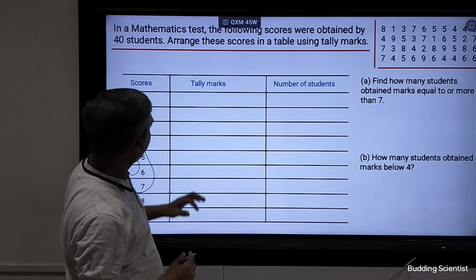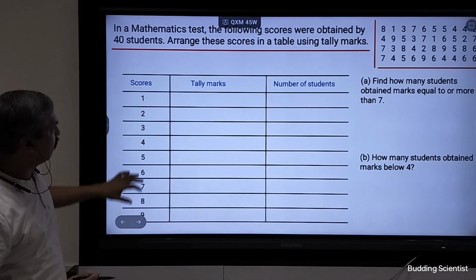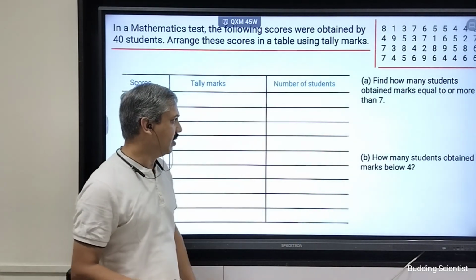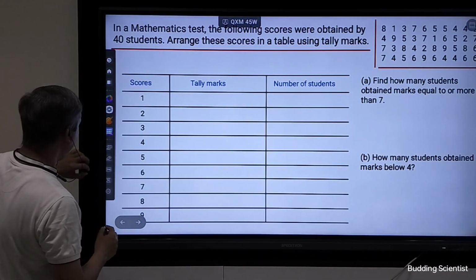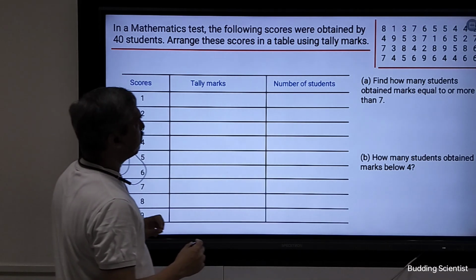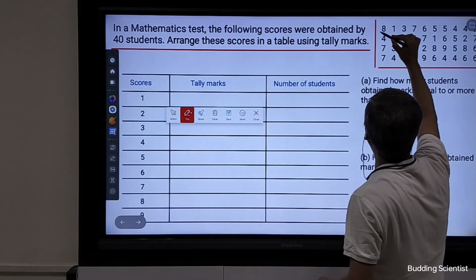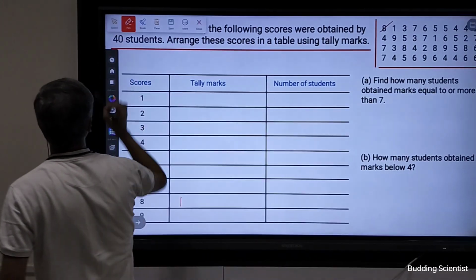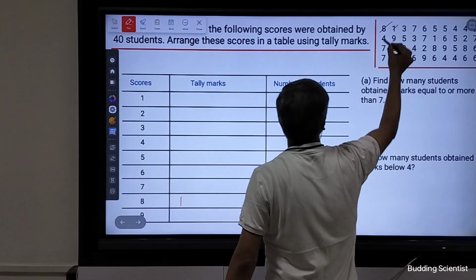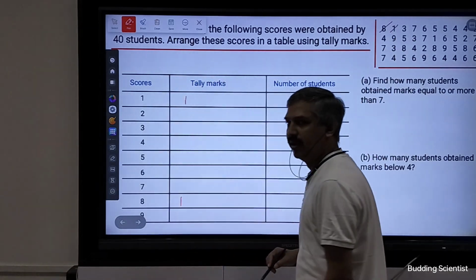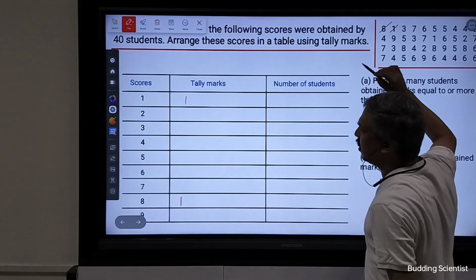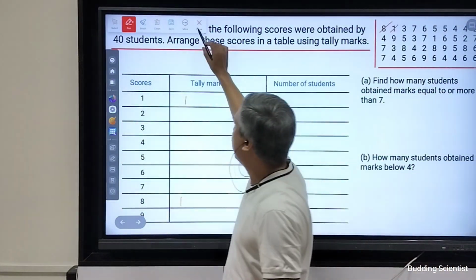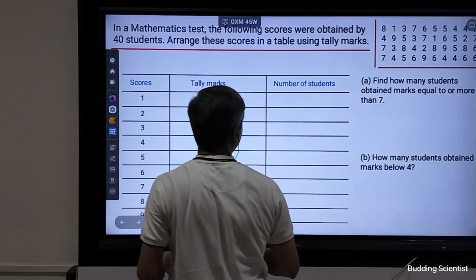So what kind of table are we drawing? We are drawing this kind of table where there is score on one side, tally marks on the other side, and the number of students on the third side. Here, what we can do is simply cut this 8 and put a tally mark here for 8. Then I cut this 1 and put a tally mark here for 1. And this can just go on, and eventually we'll get all the tally marks and all the answers.